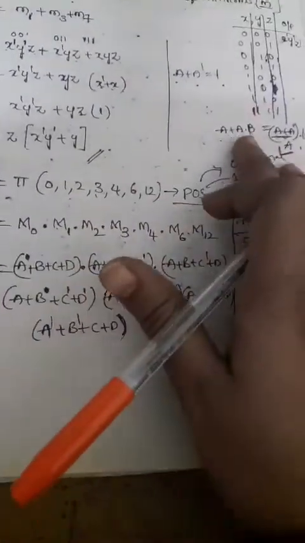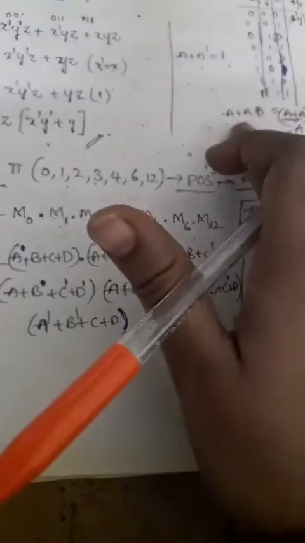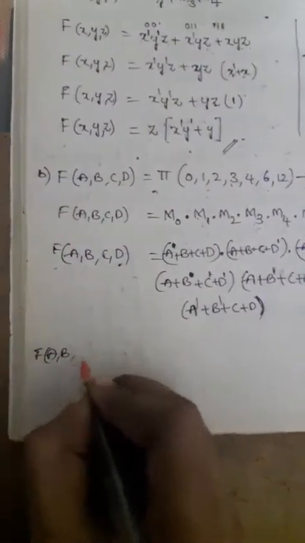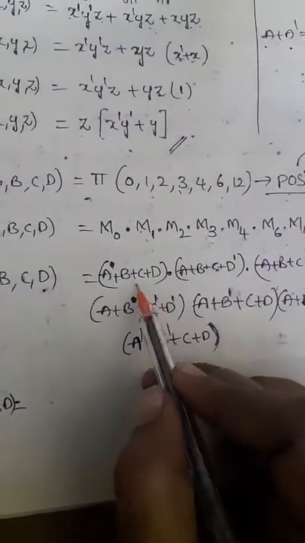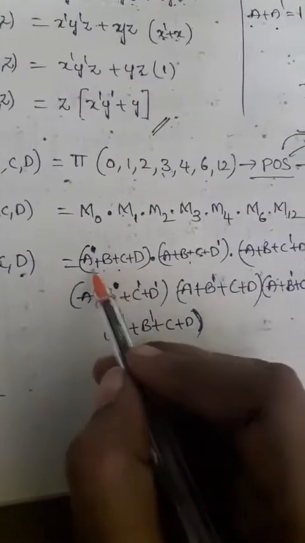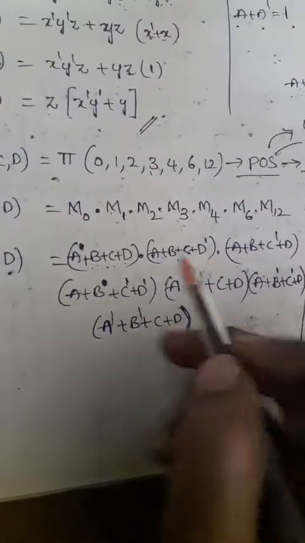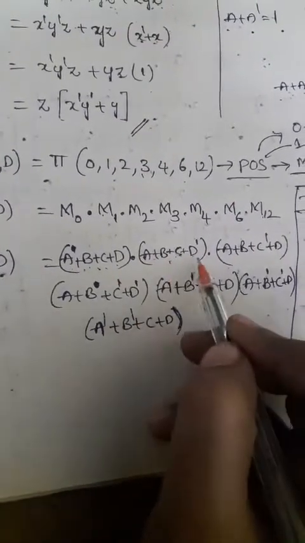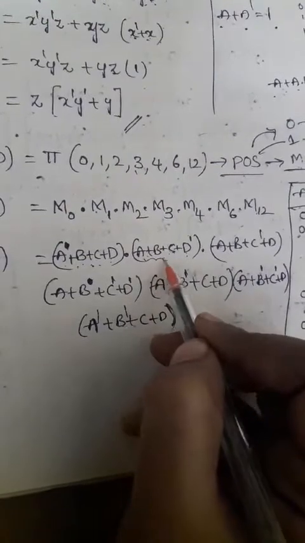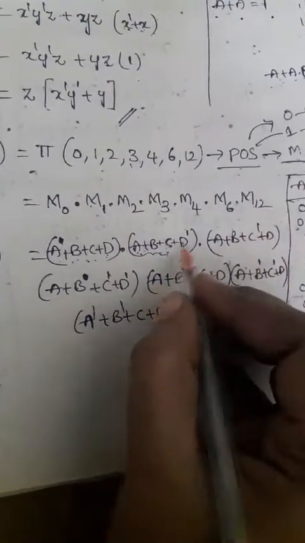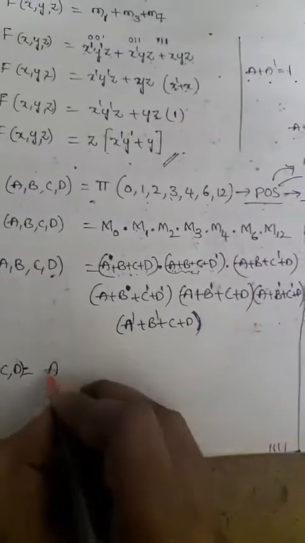Okay, so this is already in product of sums expression, that's why I can use that law. Now simplify this expression. F of a b c d is equal to, here just check the first two terms: a plus b plus c plus d and a plus b plus c plus d complement. That means in these two, three variables are the same and the only variation is d and d complement, right? So that's why I take it as this equation.